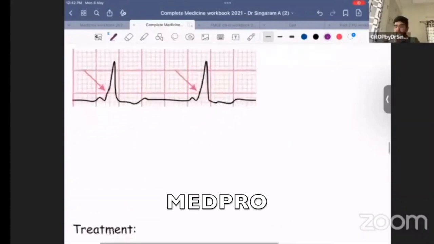So this is the ECG finding after you have completed the treatment for PSVT. Any comments about this? First one, we will start with the P wave. This is the P wave, this is the QRS, and this is the P wave. Now comment on the PR interval.